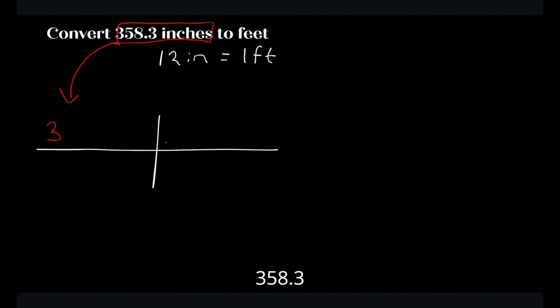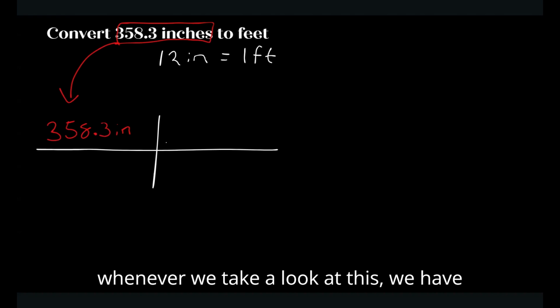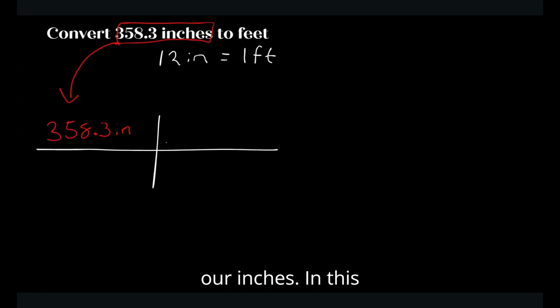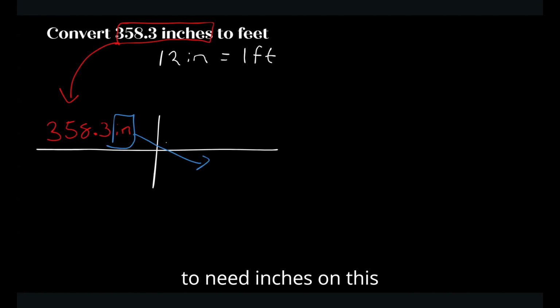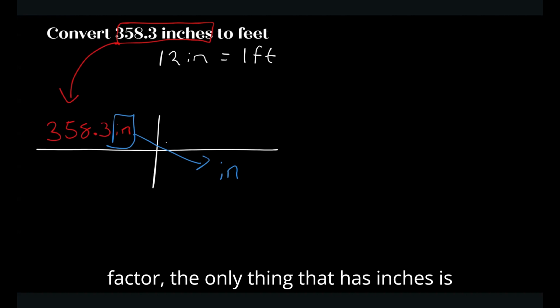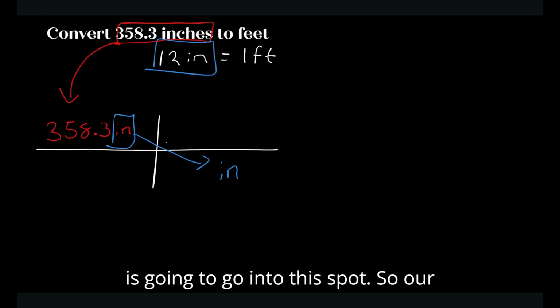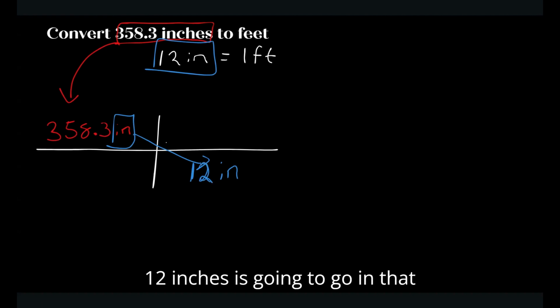So 358.3 inches. Now, the units are going to be important. Now, whenever we take a look at this, we have our inches in this diagonal, which means that we are going to need inches on this diagonal. Now, looking at our conversion factor, the only thing that has inches is going to be our 12 inches. So that is going to go into this spot. So our 12 inches is going to go in that diagonal.